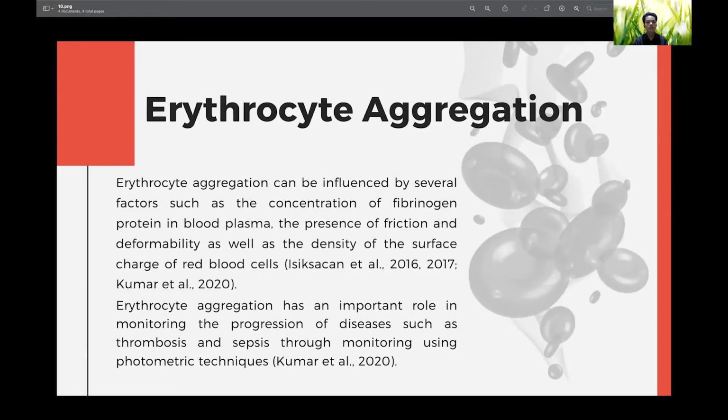Erythrocyte aggregation has an important role in monitoring the progression of diseases such as thrombosis and sepsis, through monitoring using the photometric technique.